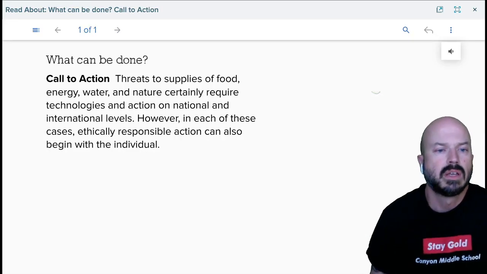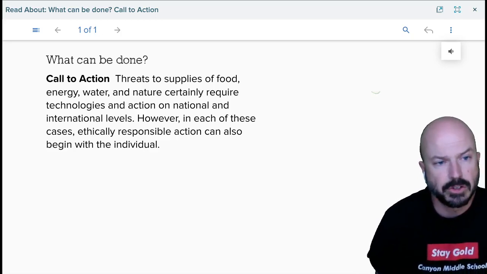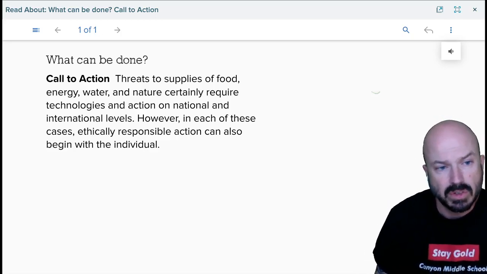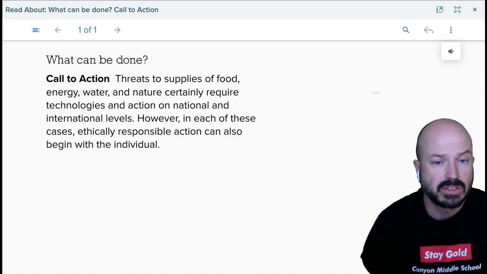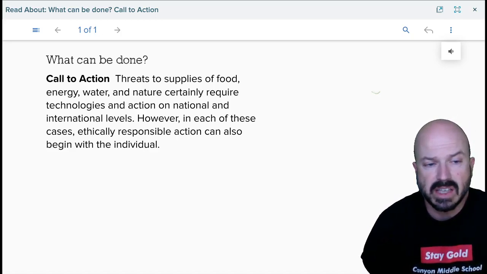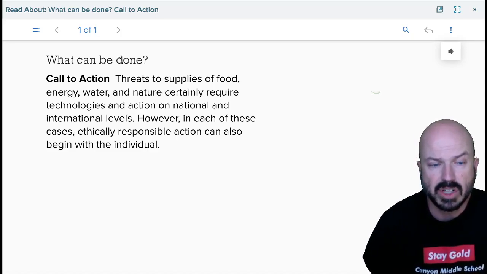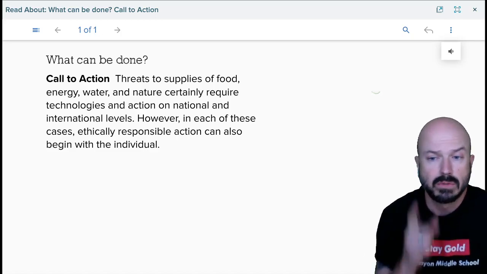What can be done? Well, threats to supplies of food, energy, water, and nature certainly require technologies and actions on national and international levels. However, in each of these cases, ethically responsible action can also begin with the individual. You.